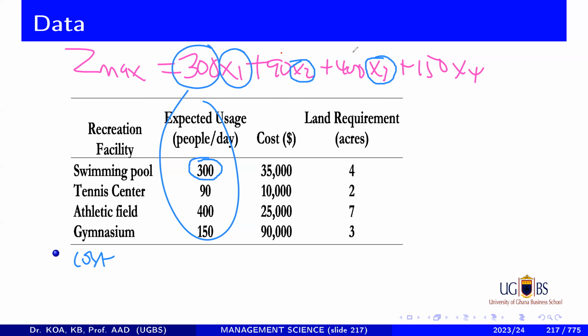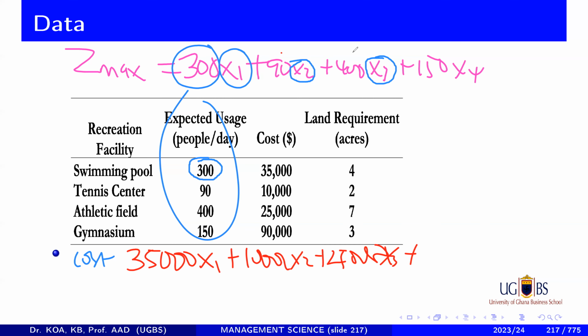With the cost constraint, it will be 35,000 x1 plus 10,000 x2 plus 25,000 x3 plus 90,000 x4, greater than or equal to, I think it was 120,000 or so. Okay, that's wrong. Who can correct it for us? She says greater than or equal to 120,000.